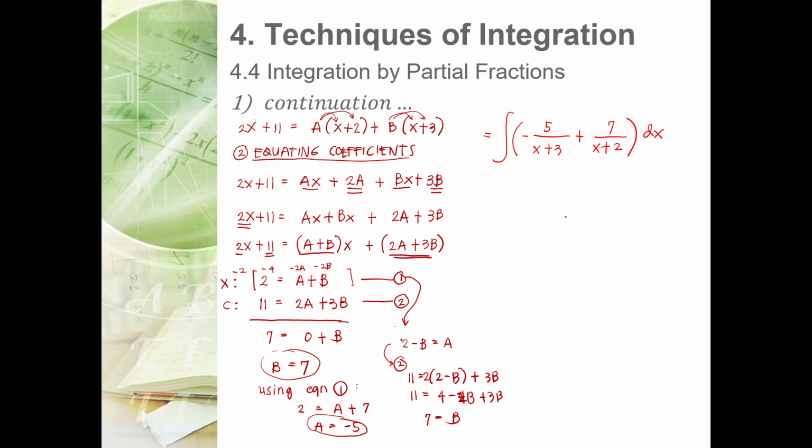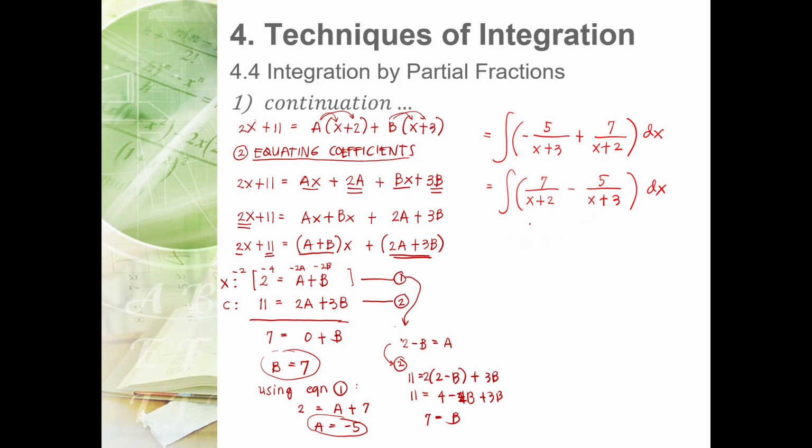Okay, so looking at the two terms, it's easy for us to say that the integral is of the ln degree. So if you want to place the negative sign on the right side, you can also have it in this manner. So this becomes 7 over x plus 2 minus 5 over x plus 3 dx.